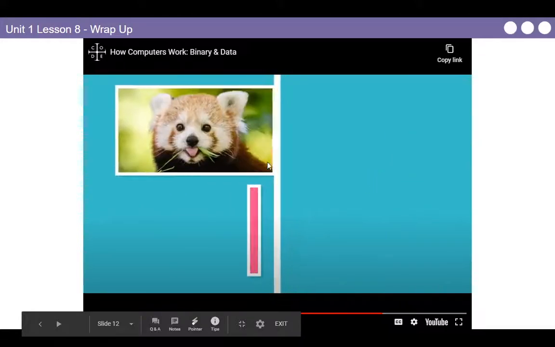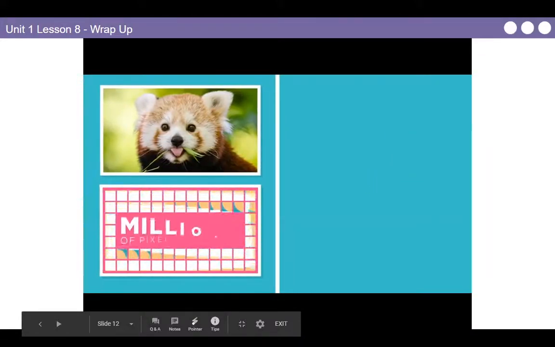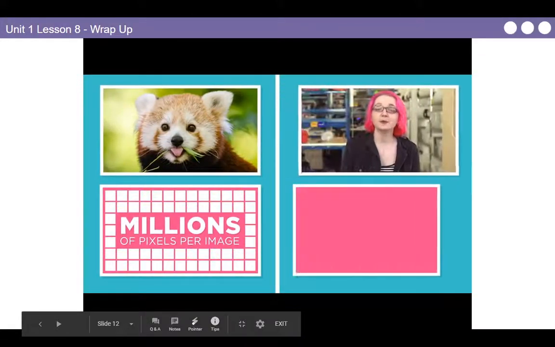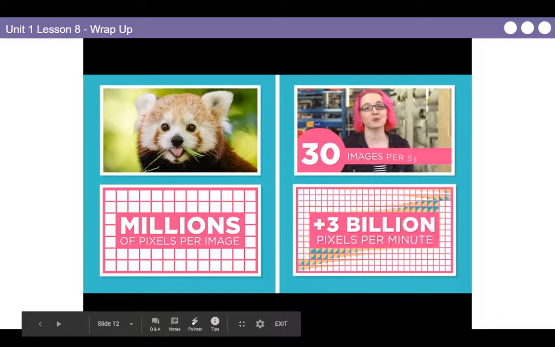When you consider that a typical image has millions of these pixels, and a typical video shows 30 images per second, now we're talking about a lot of data here.